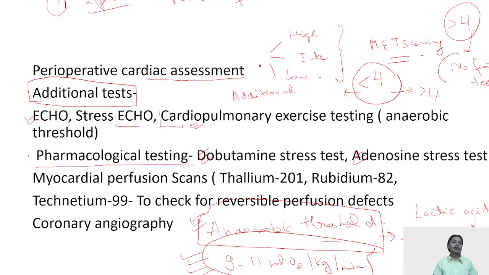Perfect. The next investigation that we can come to is myocardial perfusion scans. Myocardial perfusion scans are basically done to check for the reversible perfusion defects of the myocardium. All you have to remember is the three most important radionuclides which are used to do this MPI: thallium 201, rubidium 82, and technetium 99. These are three radioisotopes which are used to see the perfusion of the myocardium.